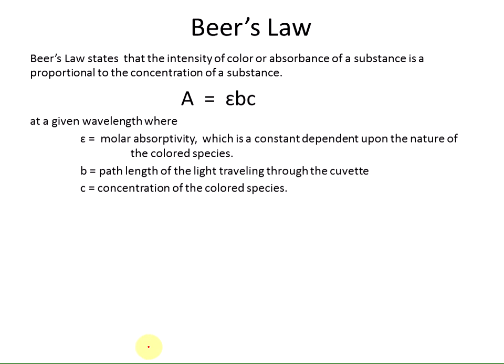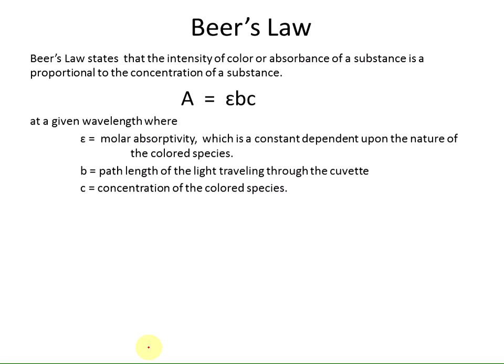One of the concepts that we'll be using in this lab is Beer's Law. Beer's Law states that the intensity of color or absorbance of a substance is proportional to the concentration of a substance, where A is the absorbance, ε is the molar absorptivity, a constant which depends upon the nature of the colored species, b is the path length, and c is the concentration of the colored species.